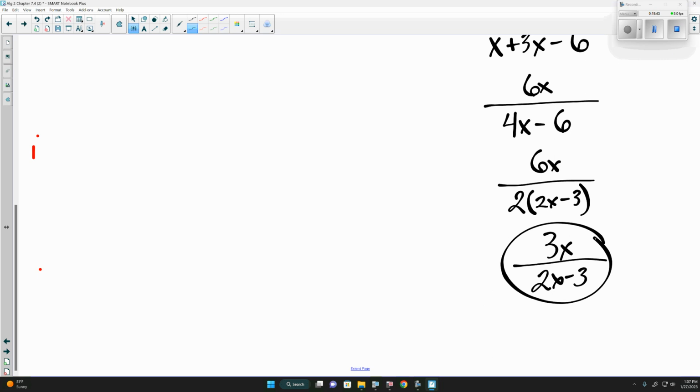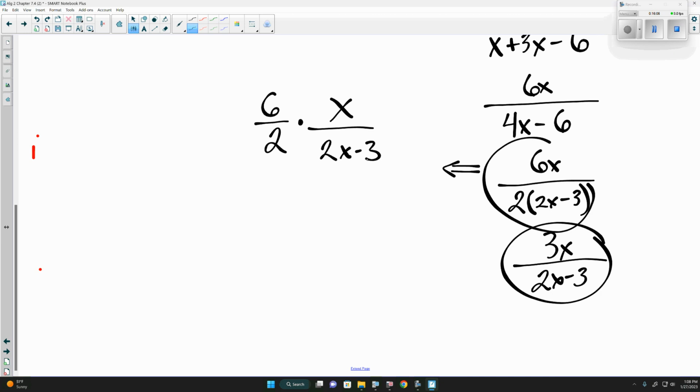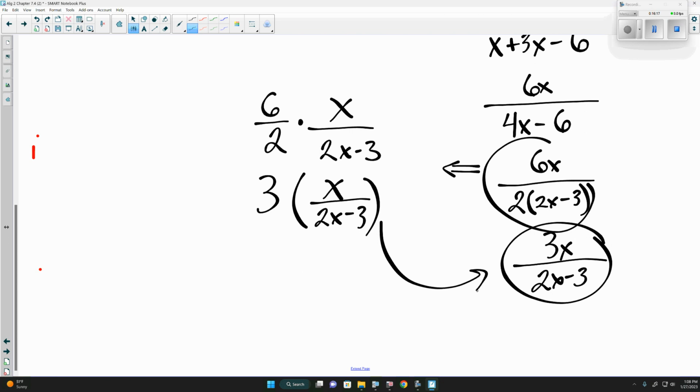It would be very tempting to simplify the 3x and 2x, but we can't do that because the 2x minus 3 is a whole term. Because we can do it with multiplication here, we can simplify it. Because realistically what we're saying is that I have 6 over 2 times x over 2x minus 3. We essentially separate it with multiplication. 6 over 2 reduces to 3 times our x over 2x minus 3, which multiplies back in. Does that make sense?